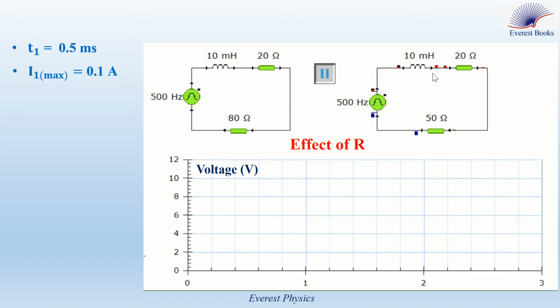This circuit is identical to the first circuit, except for the resistance of the resistor. In this circuit, the resistance of the resistor is equal to 50 ohm, which is less than that in the first circuit. The graph will show the voltage across R in the two circuits simultaneously. Let's start the simulation.